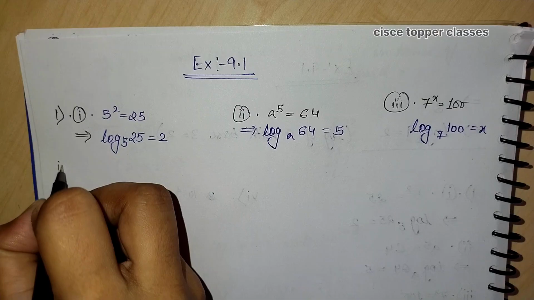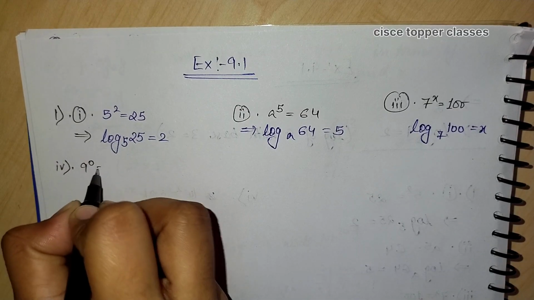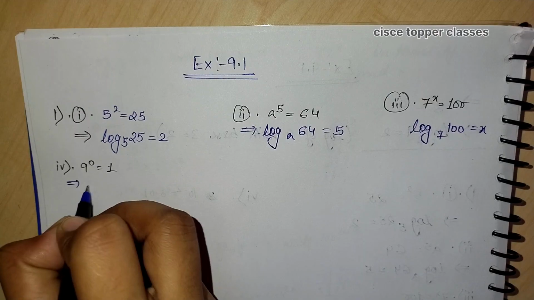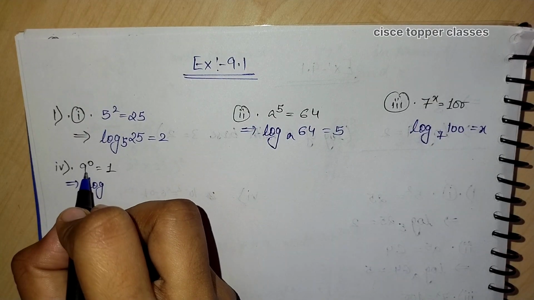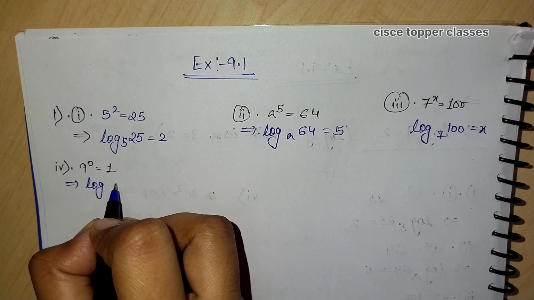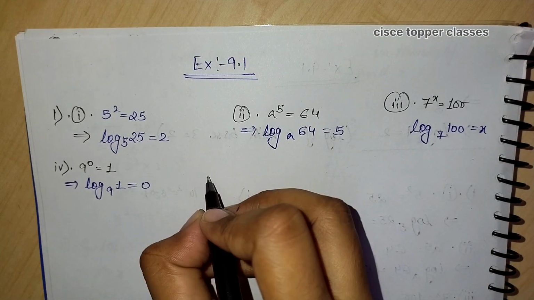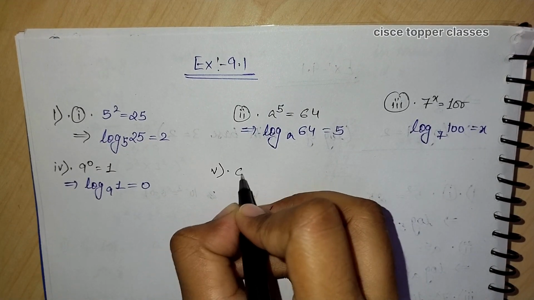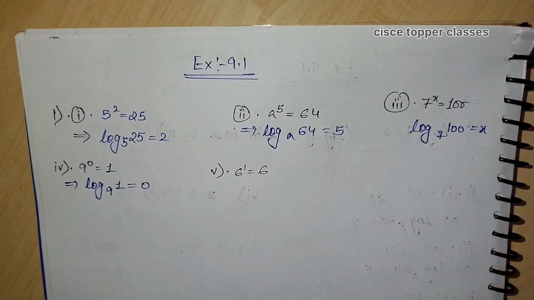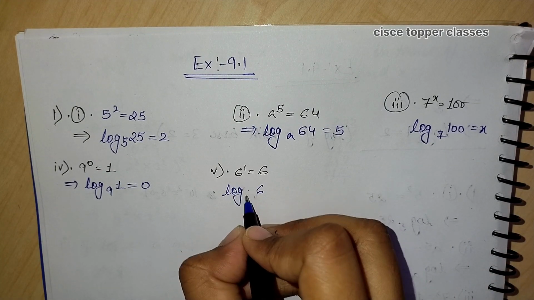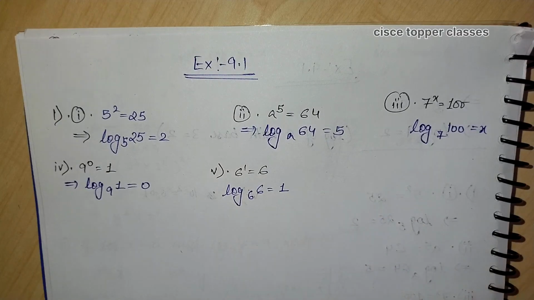Now the fourth part here is 9 to the power 0 equal to 1. We can simply write it as log of 1 with base 9 equal to 0. Fifth part is 6 to the power 1 equal to 6. Again we can write this as log of 6 with base 6 equal to 1.